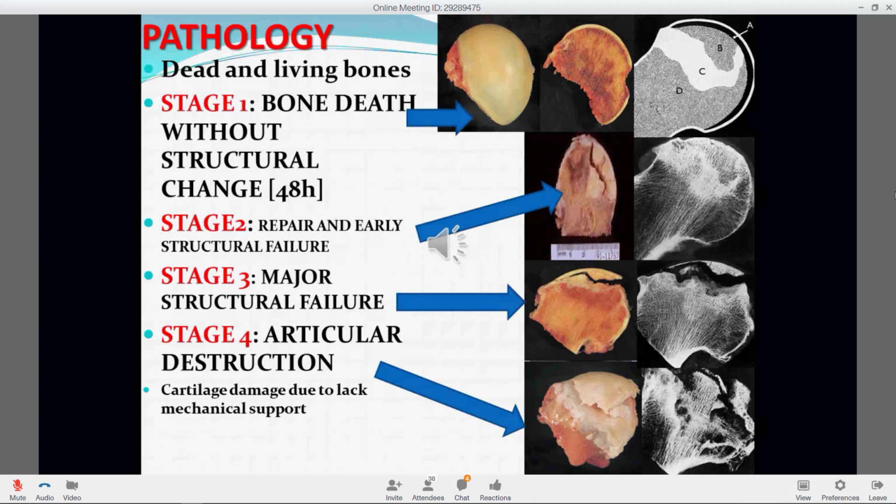But from a structural point of view, the structure of the bone will be maintained. Stage 3, there will be major structural failure because the dead bone cannot tolerate the stress supplied by the body. Stage 4, after the structural failure of the bone, the articular cartilage, which is supported by the bone, will be destroyed. So there will be an articular destruction. Cartilage damage is not due to lack of blood supply. Cartilage damage is due to lack of mechanical support.